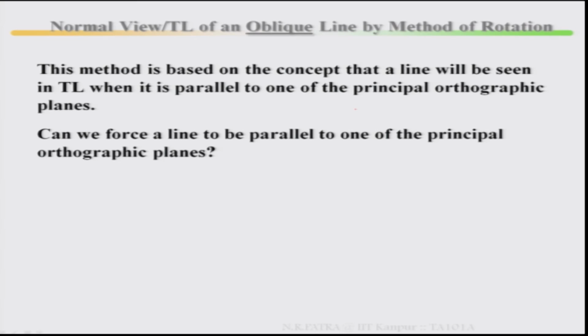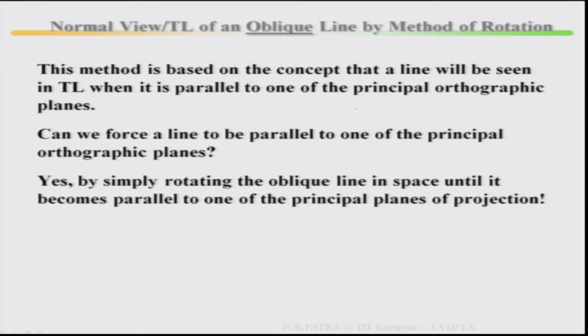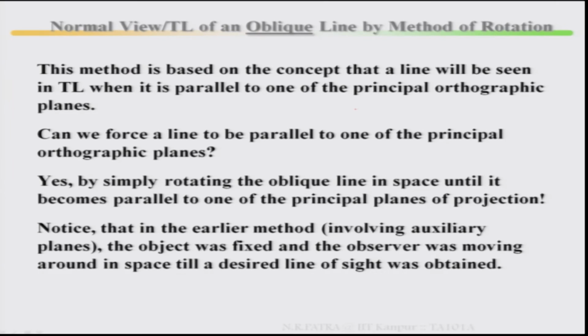Now, can you force a line to be parallel to one of the principal orthographic planes? Yes. If it is inclined, we can force it to be parallel to one of the principal orthographic planes by simply rotating the oblique line in space. It becomes parallel to one of the principal planes of projection. Notice that in the earlier method involving auxiliary planes, the object was fixed and the observer was moving around in space till a desired line of sight was obtained.